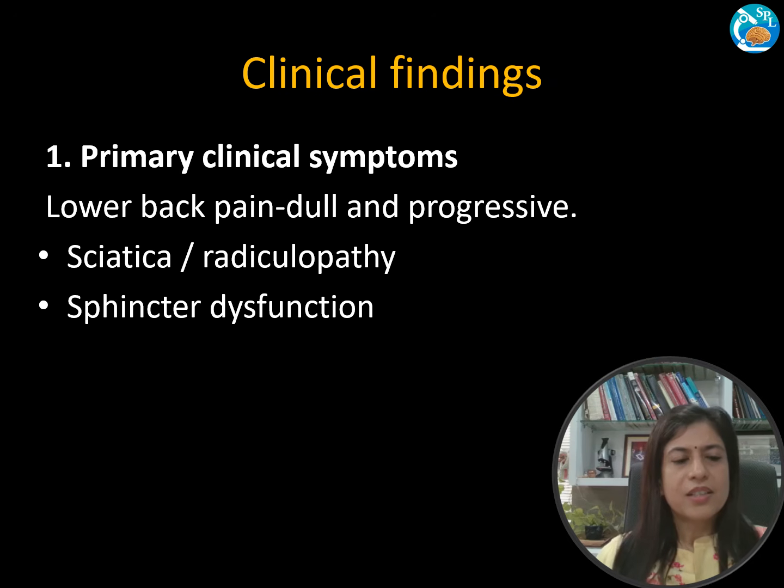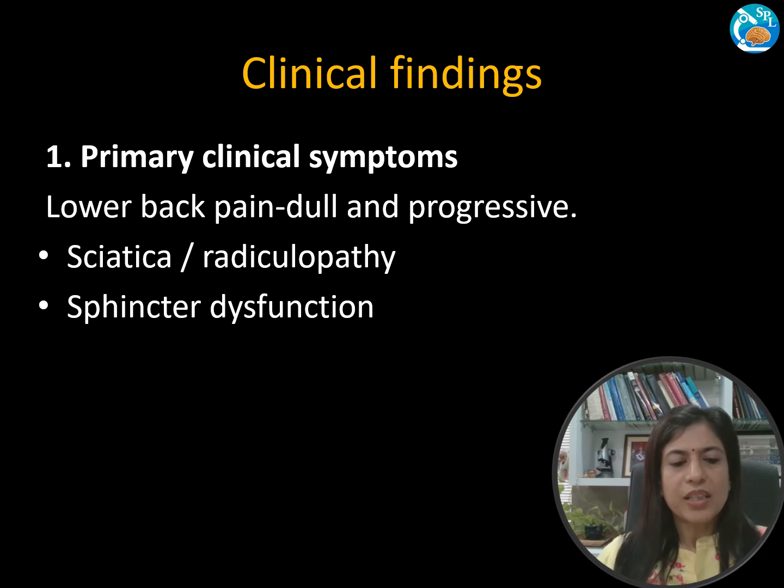Clinical findings. These are typically indolent, slow-growing tumors. Clinical findings generally present in two categories: local spinal mass effects and, rarely, hormone-driven systemic symptoms. The primary clinical symptoms are due to mass effect, that is lower back pain, the most frequent presenting complaint, often described as dull and progressive.